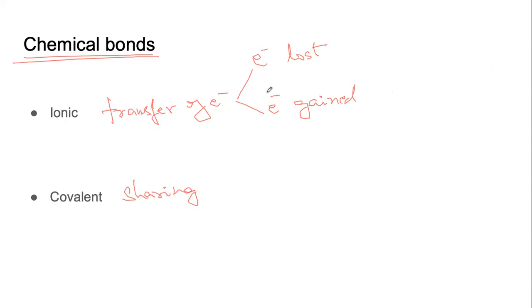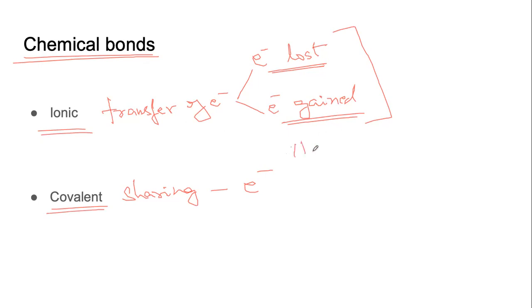So this is related to valency in a way, that it is the number of electrons that is lost, the number of electrons that is gained, and the number of electrons that are shared. That is the valency. And when the electrons are lost or gained, it results in formation of ionic bonds. When the electrons are shared, that results in formation of covalent bonds.